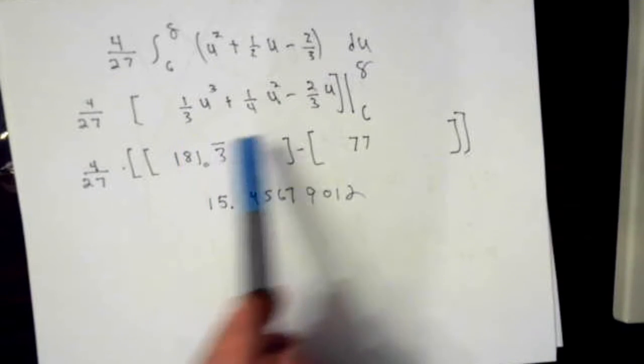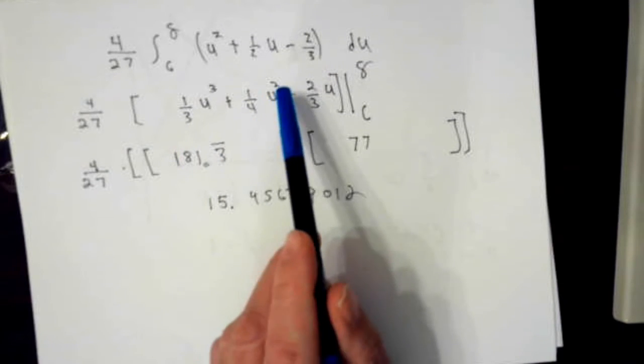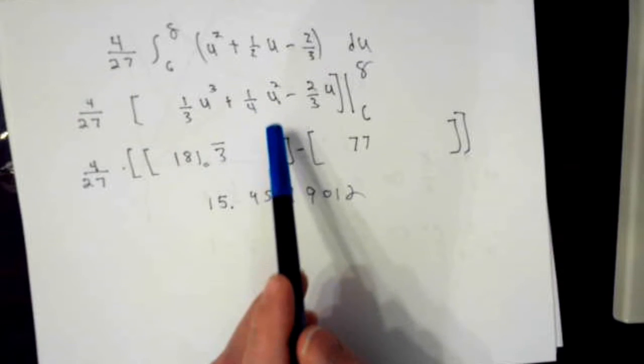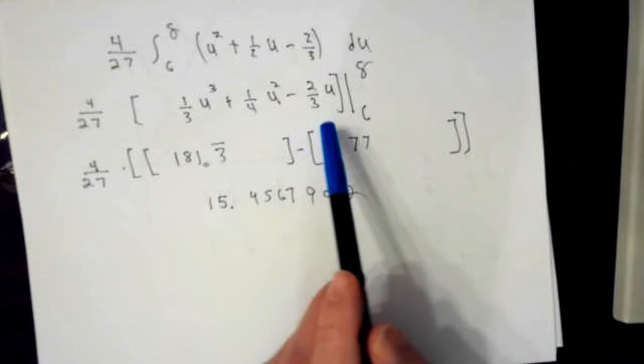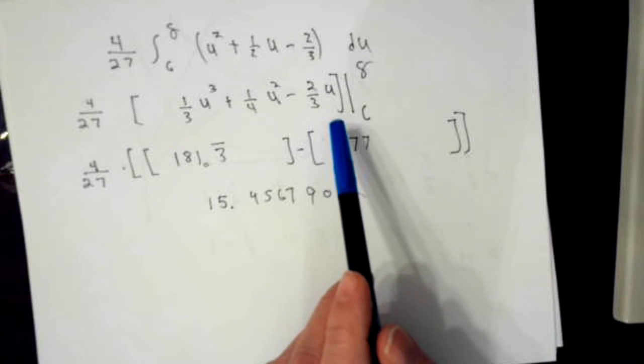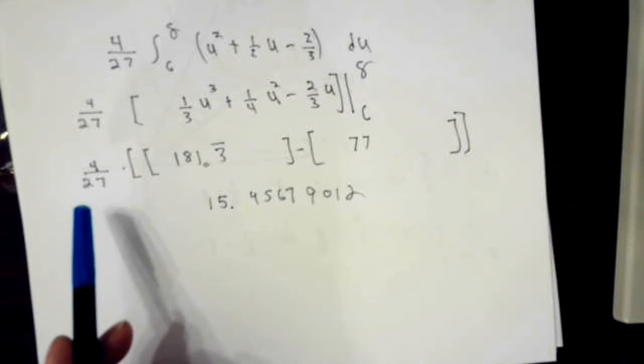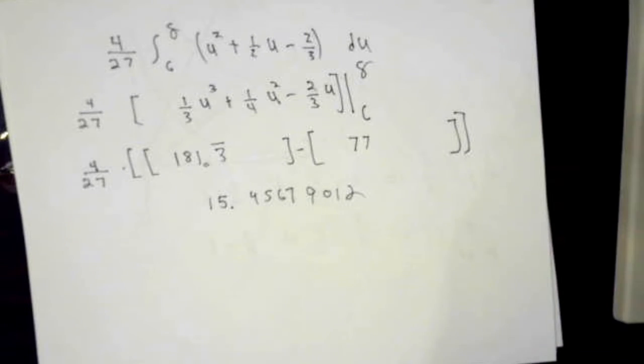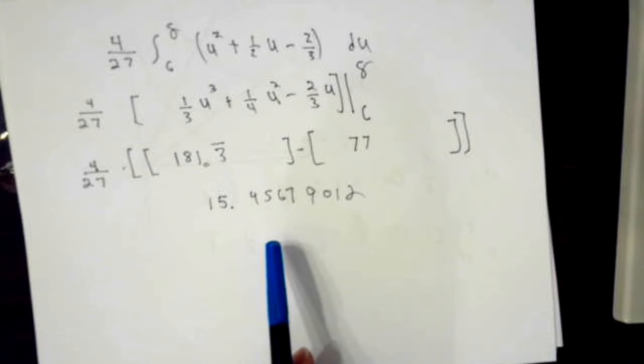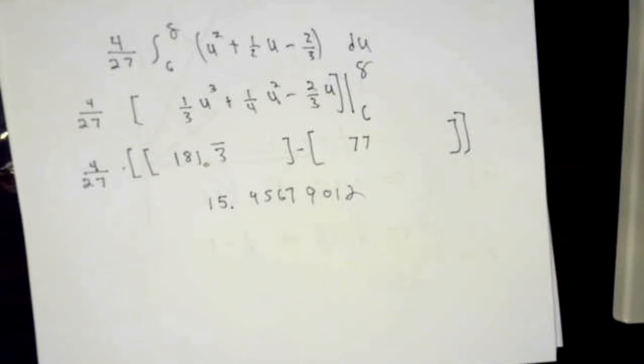An antiderivative is 1/3 u cubed plus 1/2 times 1/2 u squared, that'll be 1/4 u squared, minus 2/3 times u. I put these numbers, 8 and 6, into the antiderivative. I did this with my calculator, multiplied the result by 4/27. The integral that we're after is 15.45679 to a few decimal places.